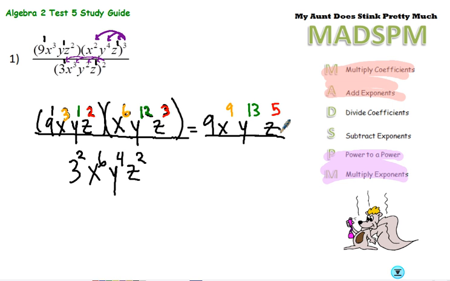And what's on the bottom? 3 squared, which would be 9. And then I got x6, y4, z2. Now, let's go ahead and do some canceling here. So it looks like the 9s will cancel.